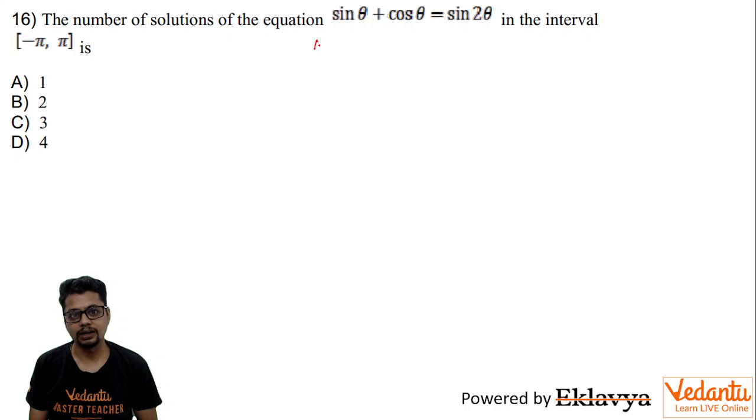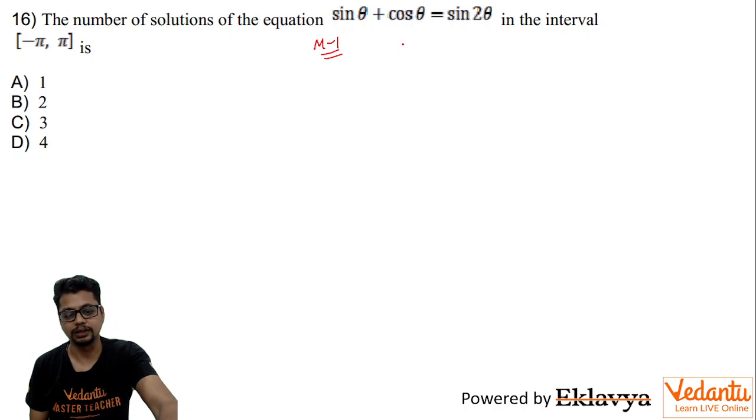One way is to square both sides. Of course, upon squaring, some extra roots may creep in, so you should check whatever you get ultimately with the original equation, which is sin theta plus cos theta equal to sin 2 theta. The purpose of squaring is that sin theta plus cos theta whole square turns out to be 1 plus sin 2 theta, because sin square theta plus cos square theta is 1 and 2 sin theta cos theta is sin 2 theta.